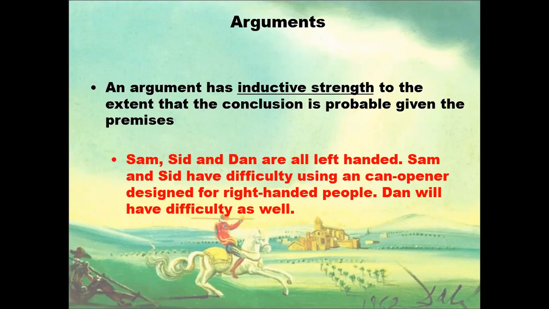How can I increase the strength of this argument? What can I add to this argument so that my willingness to assume that Dan will also have difficulty, I'll feel more confident in that willingness? What would I add? Anybody can add something here? How can we modify this argument to make it better?